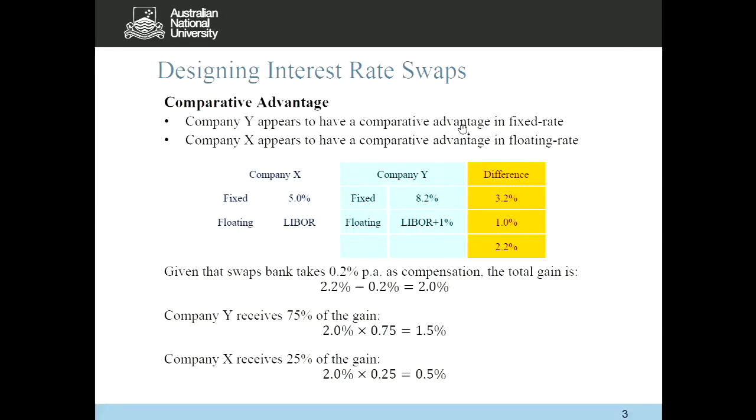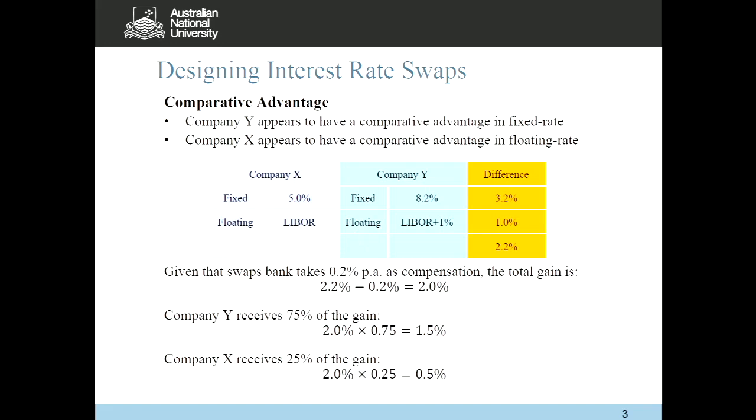Right, so same old table here. If we work out the difference in the fixed rate of return, we see that Y dominates, right? So Y in fixed investment project can yield 3.2% higher return compared to X's project. Yes? And also, in the floating rate of return, Y still dominates, because Y's floating rate of return is 1% higher than company X's floating rate of return. So in other words, Y has this absolute advantage over X.